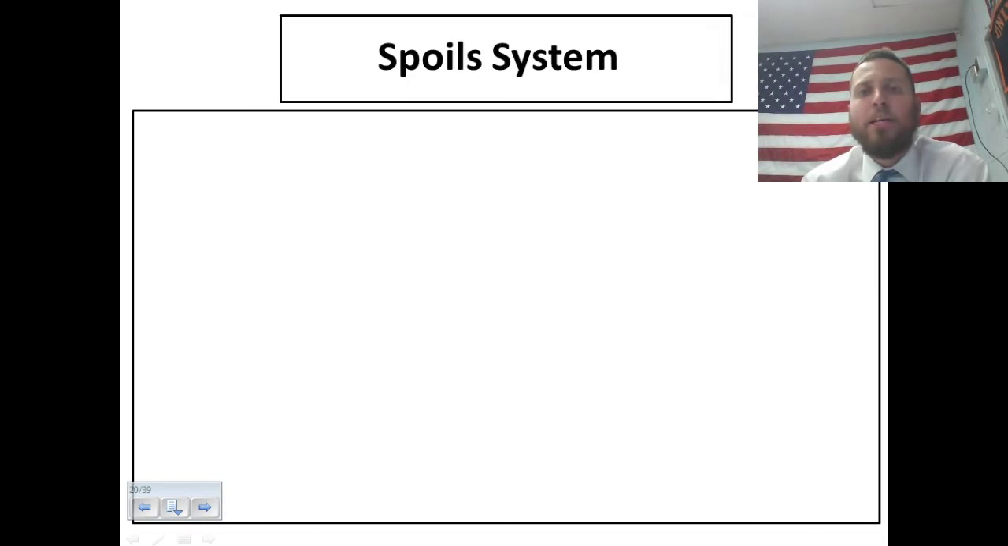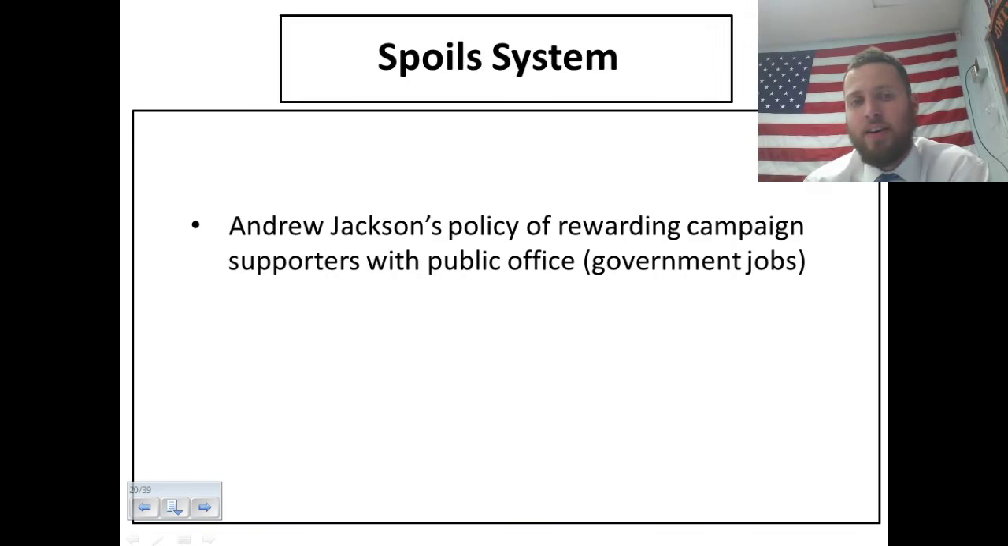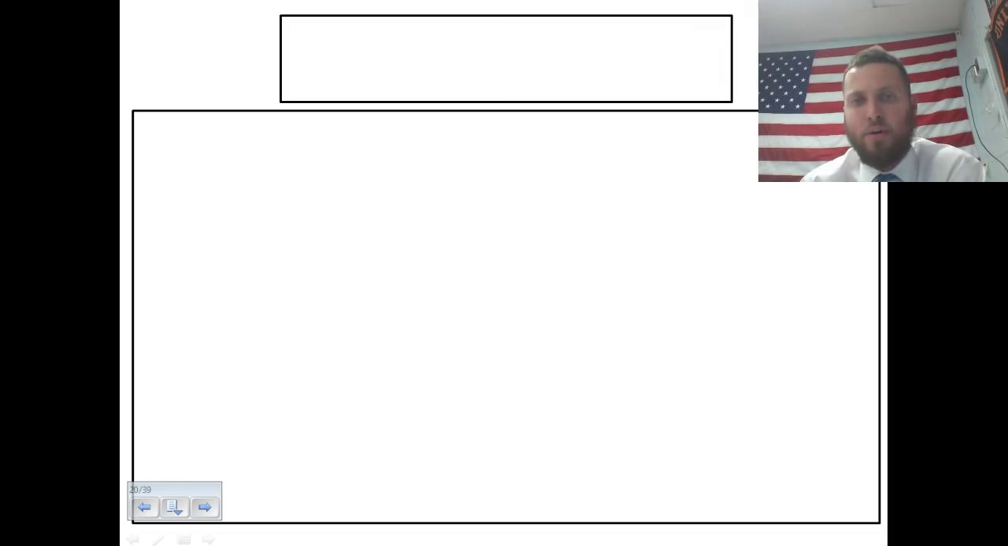Next one. Please put spoils system. This is going to be an easy one. You ever heard, to the victor go the spoils? That means if you win, you get stuff. It was Andrew Jackson's policy of rewarding campaign supporters with public office. We're talking about jobs with the government, government jobs. To the victor go the spoils. Andrew Jackson's policy of rewarding campaign supporters with public offices. Jobs. You like it? You love it? You want some more of it? I'll give you some more of it.